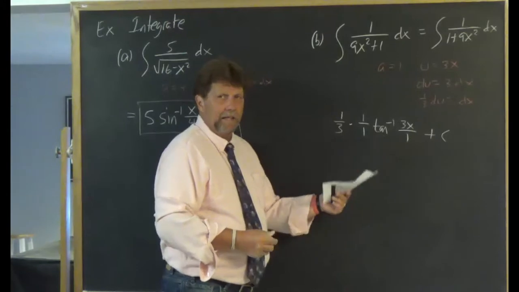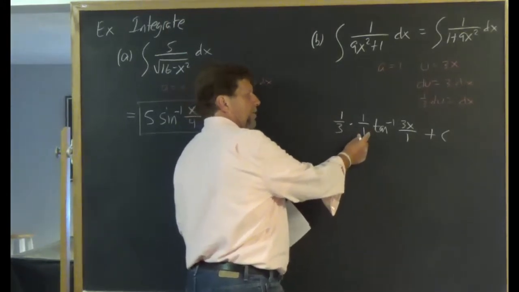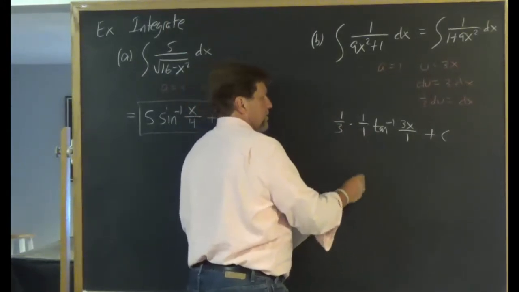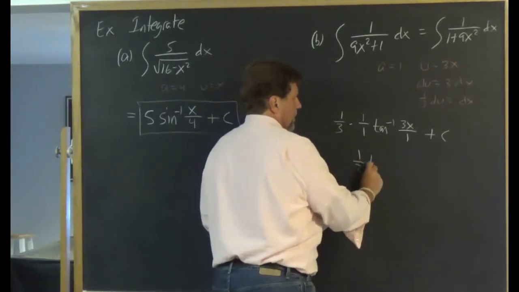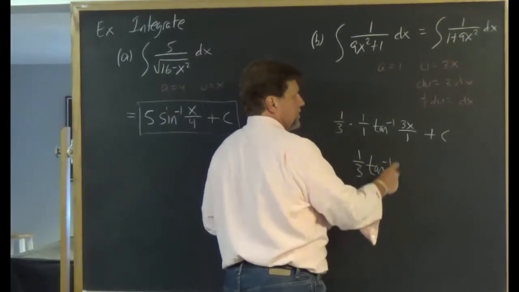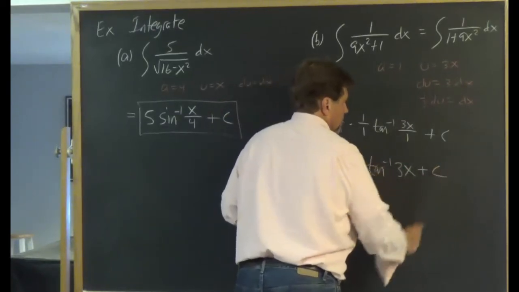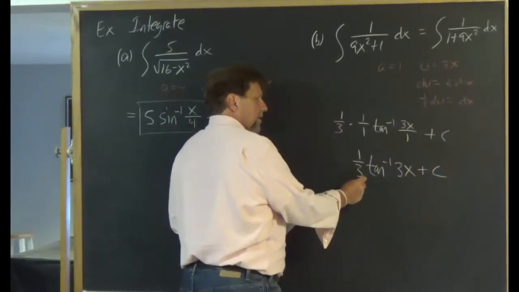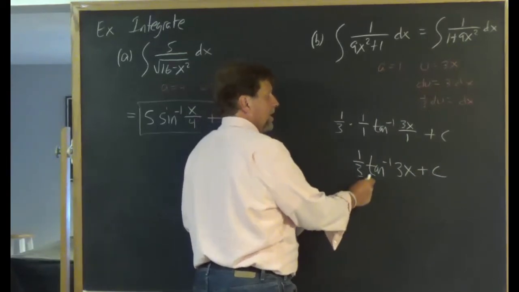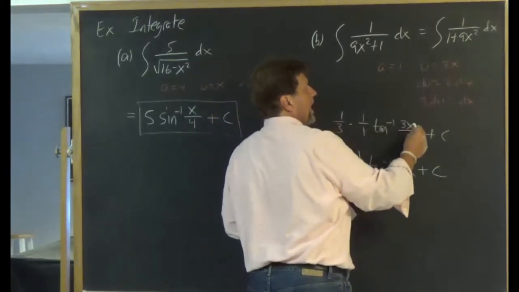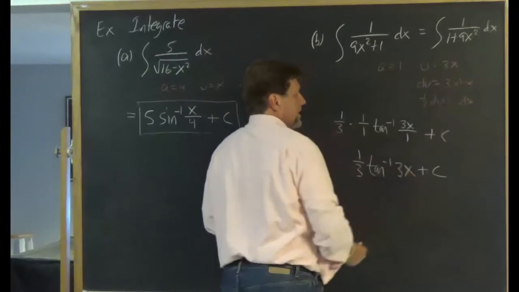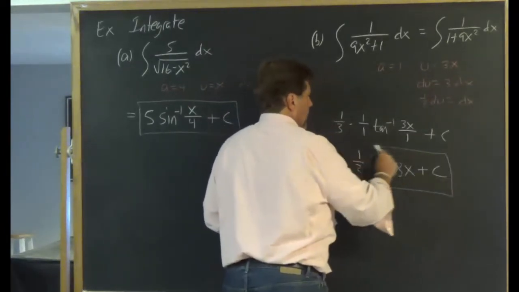And then I would not leave my answer like that, because we know 1 over 1 is 1, so 1/3 times 1 gives us a 1/3 inverse tangent, 3x over 1 is 3x, plus C. The 1/3 comes from the fact that u is 3x, so 1/3 du is dx. It's something to be aware of.